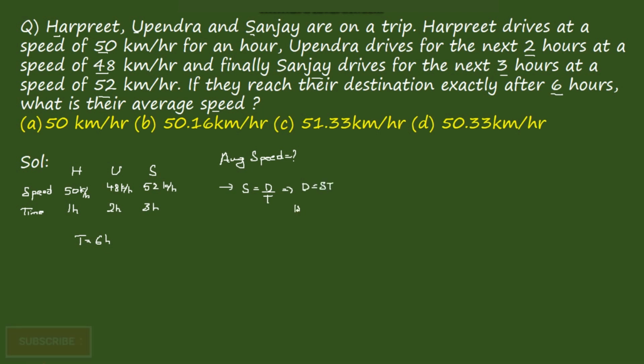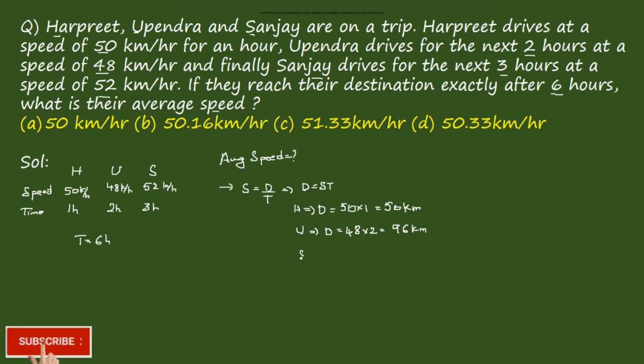If you consider Harpreet, his distance we have to find out, which is equal to speed, 50, and you travel for 1 hour, which is equal to 50 kilometers. If you consider Upendra, his distance we have to find out, which is speed 48 and time taken 2, which is equal to 96 kilometers.